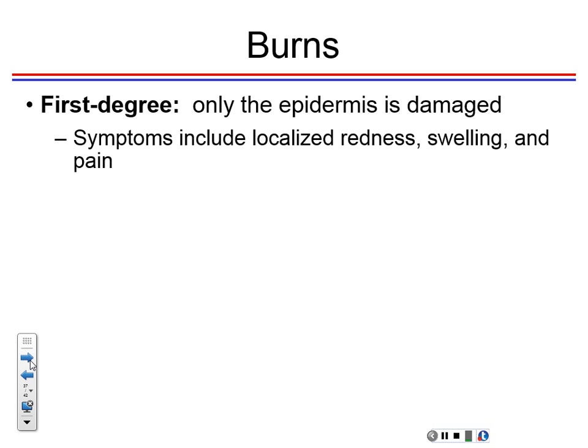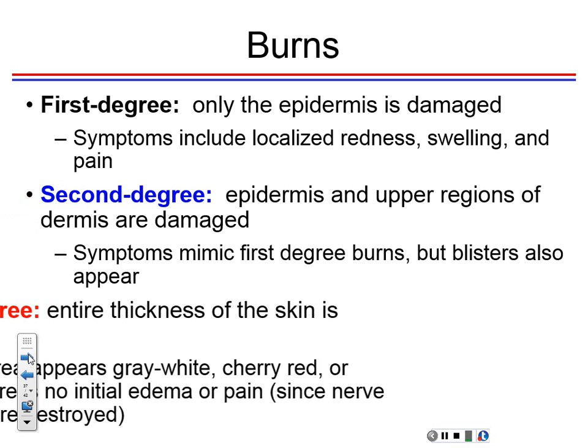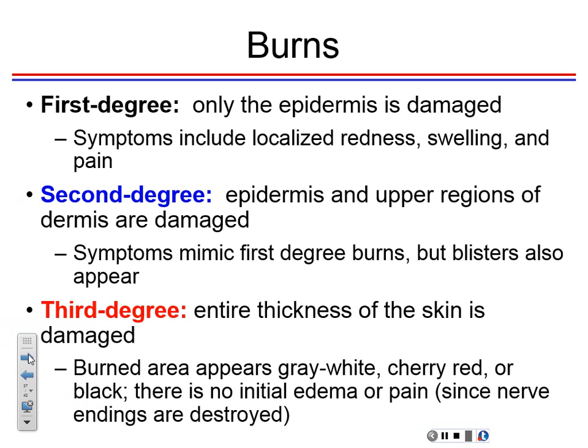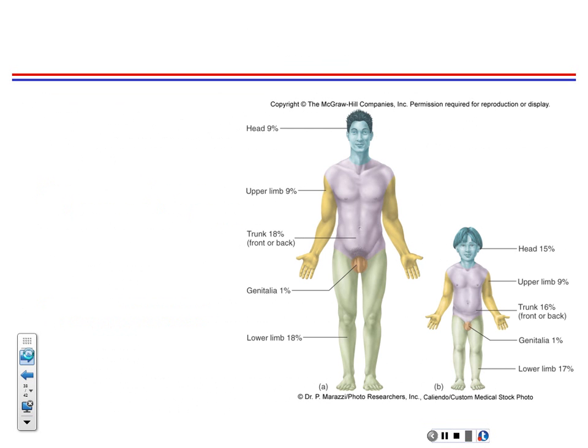So I think the burns: there are degrees of burn. First degree is just the top layer, then second degree includes the bottom layer, the dermis, and then full thickness goes all the way to the hypodermis. Okay, so that's all there is to it.